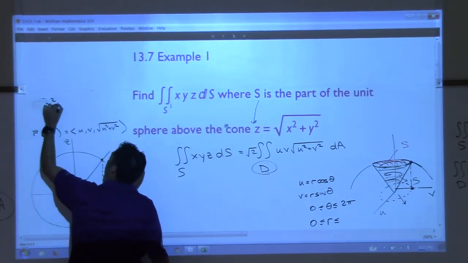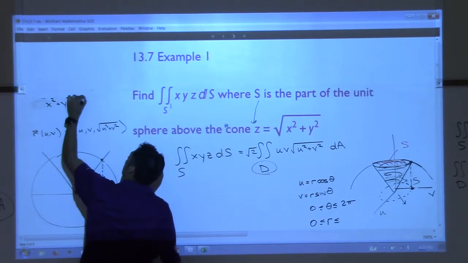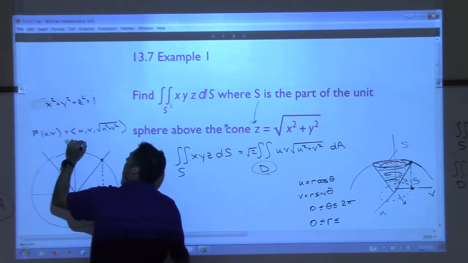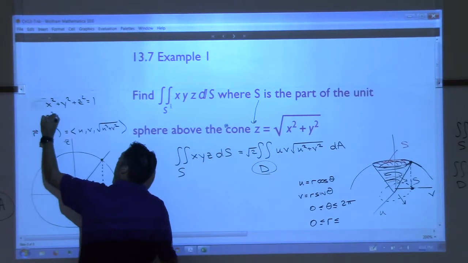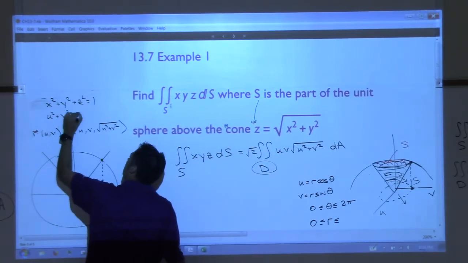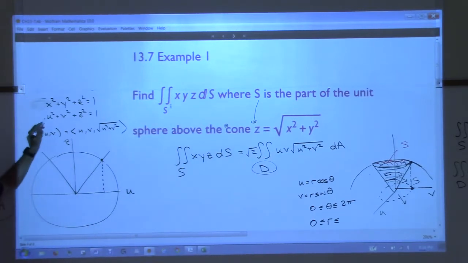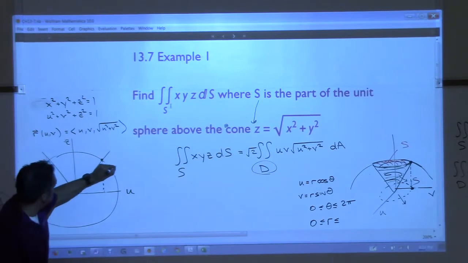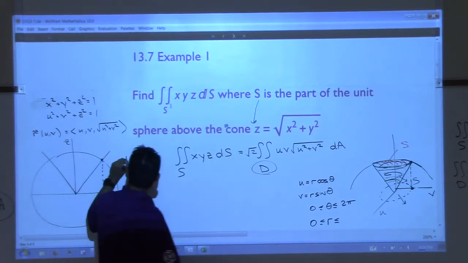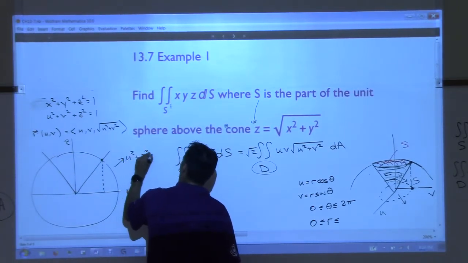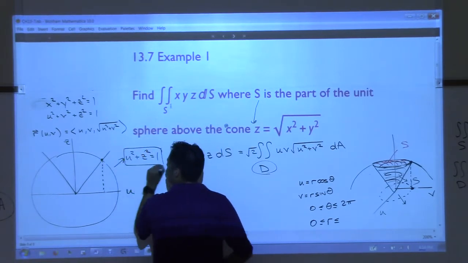Well, yeah, I'll write that down. That's our unit sphere, right? But I'm using U for X and V for Y. And I'm saying that V is 0 when I'm looking at this, right? So this right here has the equation U squared plus Z squared is 1. That's the equation of my circle.